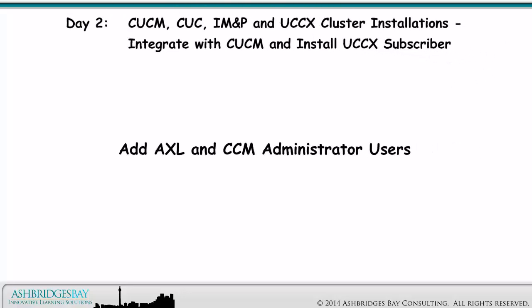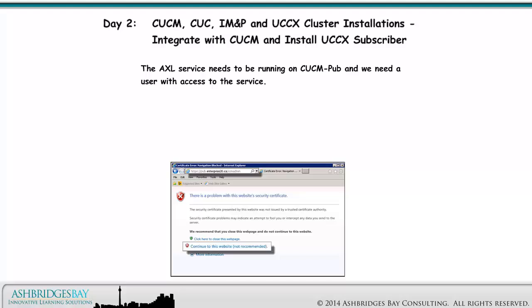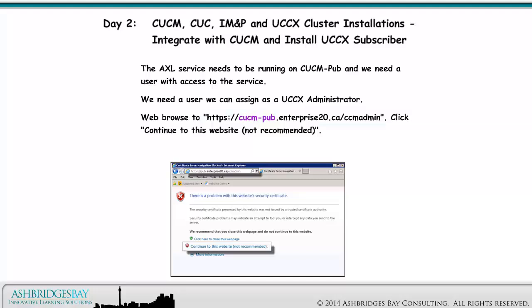First, we add AXL and CCM administrator users. The AXL service needs to be running on CUCM pub, and we need a user with access to the service. We need a user we can assign as a UCCX administrator. Web browse to this address. Click Continue to this website.